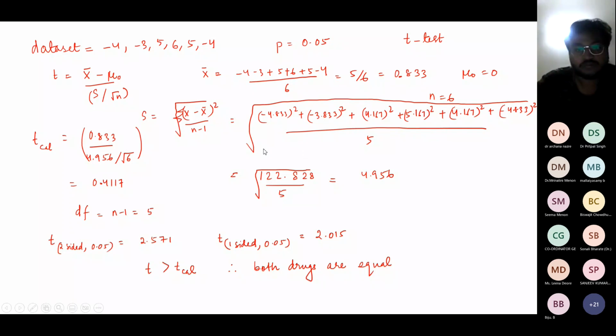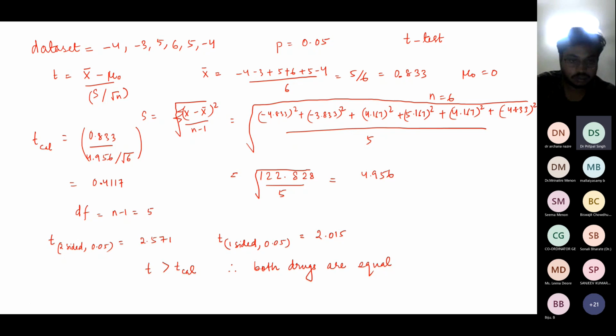Yeah, we do that, we get a value of s of 4.956, and then we input all of this into the t value calculation, and then we get a t value of 0.4117. So then we see the t tables for both one-sided and two-sided. We get a t value at the 0.05 confidence level. And we see that the t value in both of the cases is greater than the t value that we have calculated. So we have to accept the null hypothesis, which is that both of the drugs are working equally. Like there's no difference.